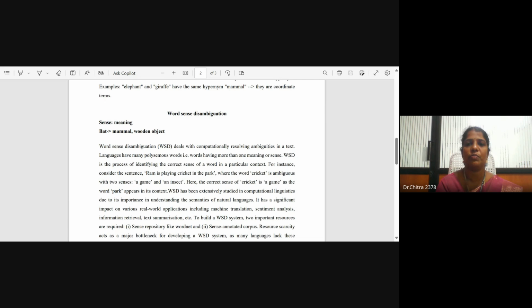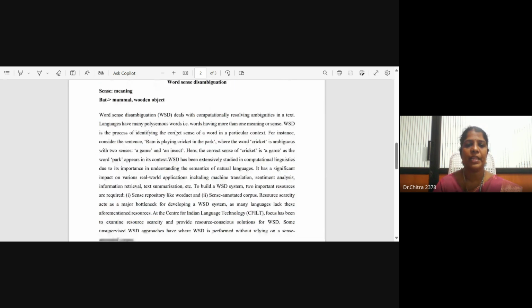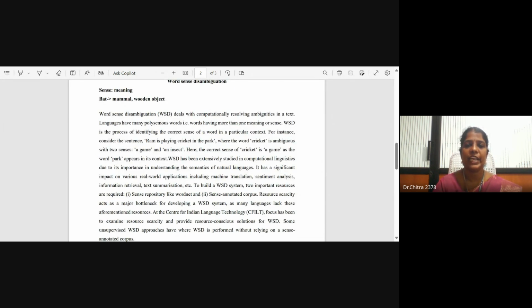To map this in a correct manner, to suggest the sentences correctly, we are using a tool called word sense disambiguation. This can be implemented in Python using the Lesk algorithm. The Lesk algorithm is used to implement word sense disambiguation in Python programming. Here it mainly deals with computationally resolving ambiguity. As I already said, it's used to resolve the ambiguities in sentences.